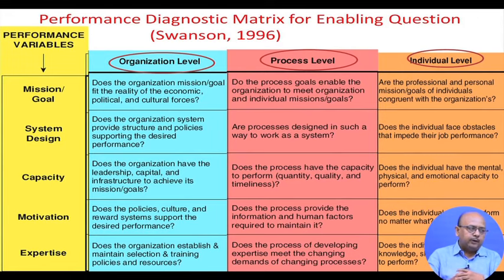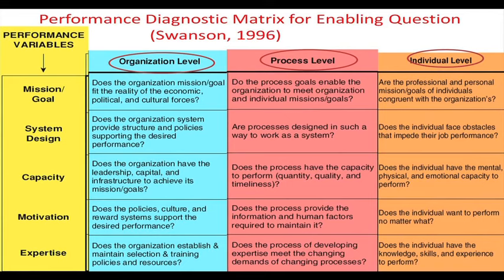Then looking into the processes, how things have been identified in terms of goals and strategies, right, and whether these processes have been established as a system which is going to help and support, right, and whether these processes have the capacity to perform or not in terms of quality, quantity and these kinds of things, because if not, then probably you will not be able to achieve the performance goals, right.